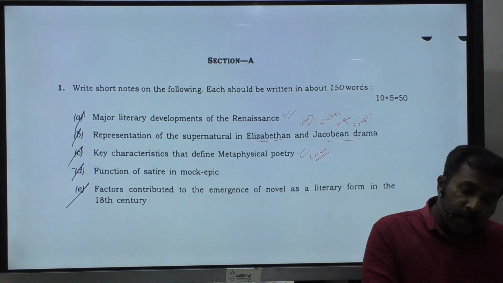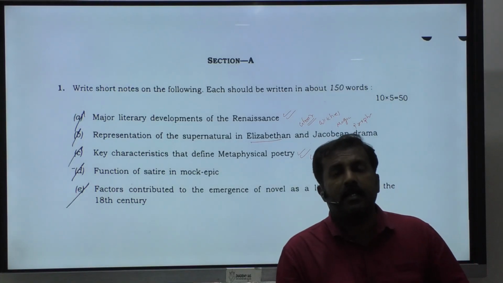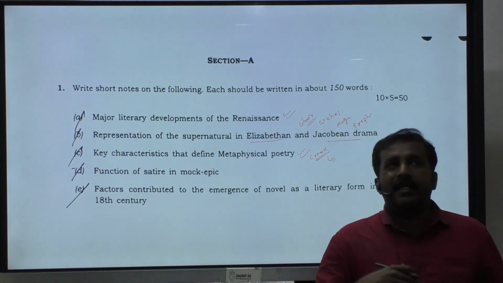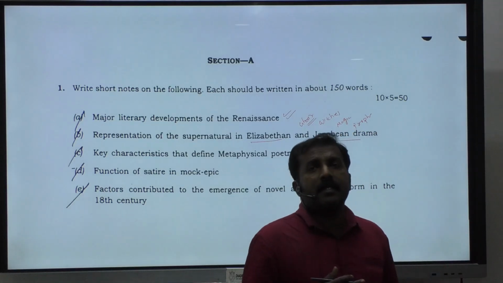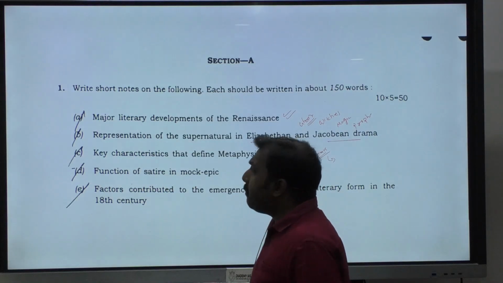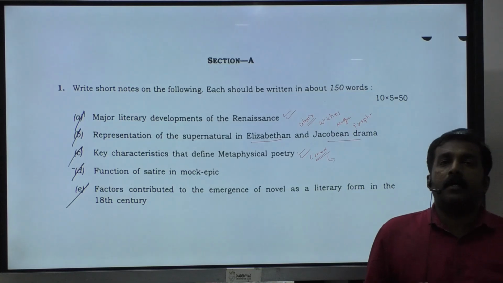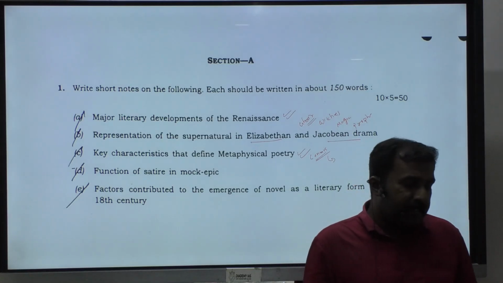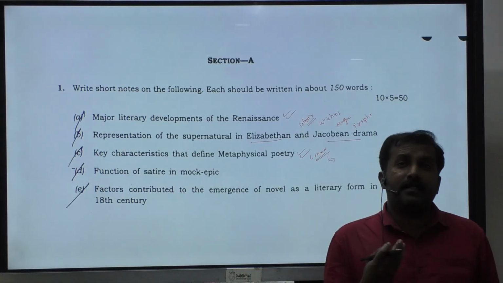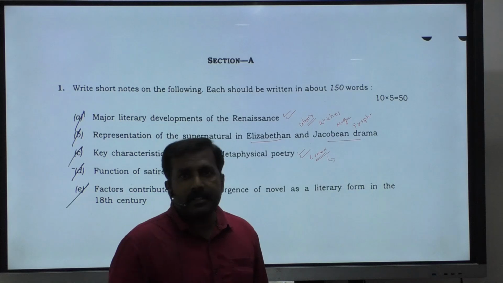Another important core concept we have to give in this section is the intellectual and philosophical depth in metaphysical poetry. And the next part of the answer, in this question number C, you can mention the role of paradox and irony in metaphysical poetry with the help of some examples. Mainly John Donne's The Canonization is the best example. The Canonization is in the syllabus.